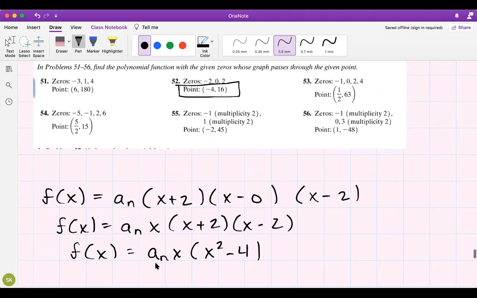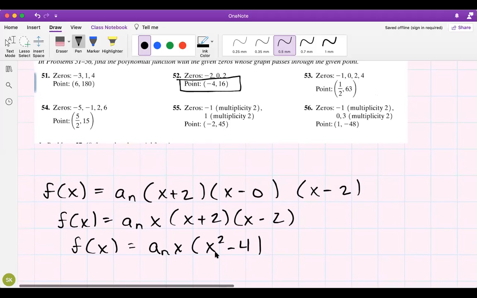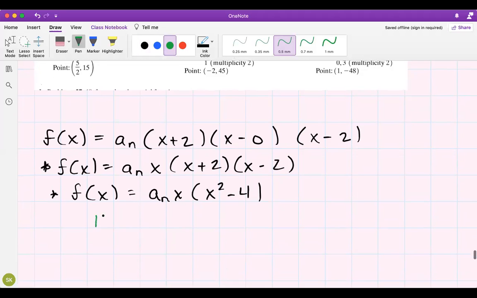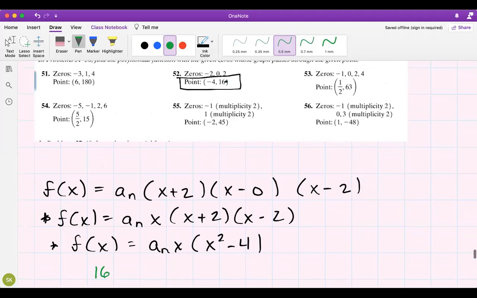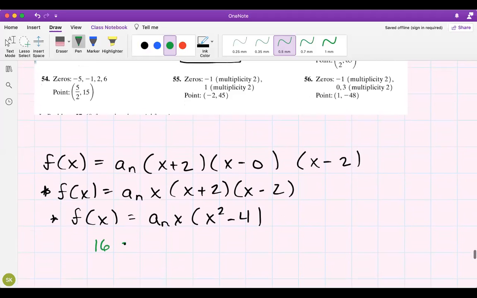Now I'm not just going to choose anything for this coefficient, because I specifically want the polynomial function to go through this point, (-4, 16). So when we plug in -4 for our x, we plug it in everywhere we see an x. What we want to get is 16 here, and that's going to help us choose the right a(n). So I'm going to put 16 here because that is the y value, and then I'm going to plug in -4 for x, so I get a sub n times -4 times (-4 squared minus 4).